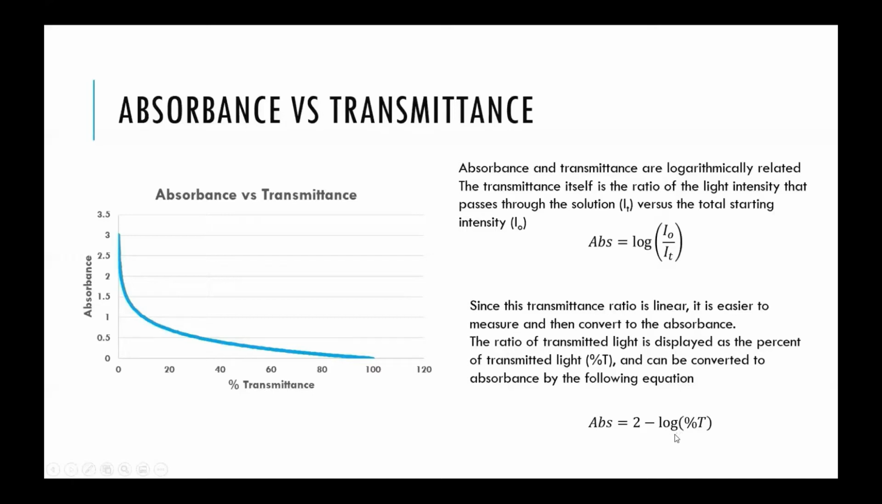It's easier to measure the percent transmittance because usually a detector in an instrument is detecting how much light is coming in, and that is linearly related, and then it can be converted through the log to absorbance.